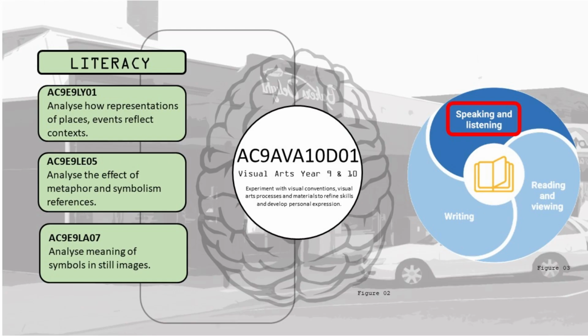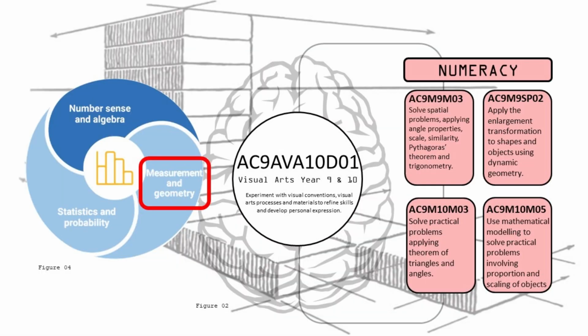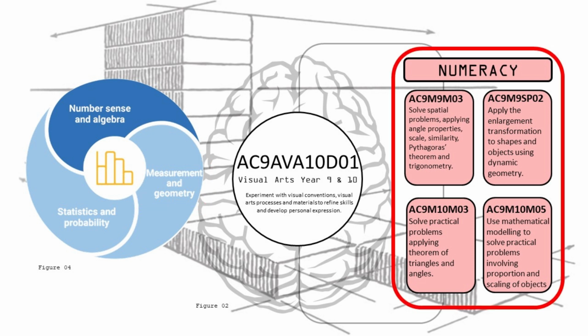From the general capabilities of literacy, we draw upon the element of speaking and listening, which asks the student to not only interact, clarify, and create understanding of texts, but express these ideas with peers. This is further enhanced through the representation of places, metaphor, and symbolism. For numeracy, measurement and geometry is key, with further emphasis on spatial reasoning, scale, and ratios.